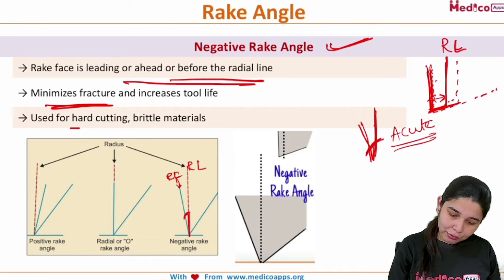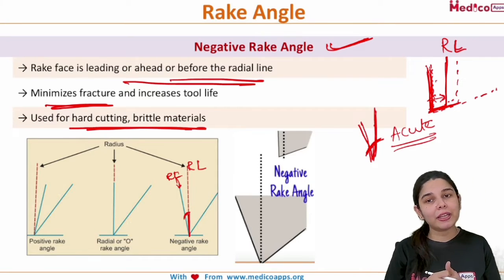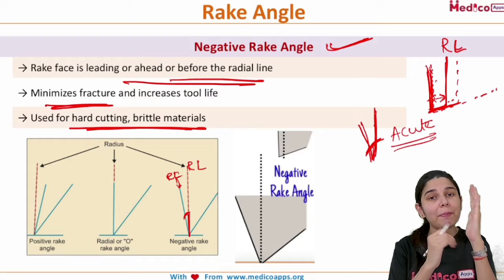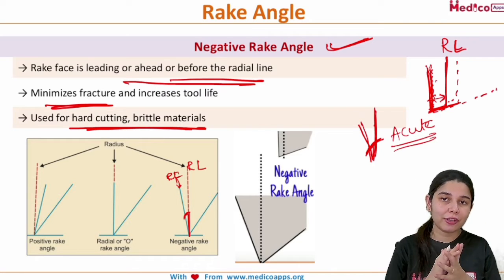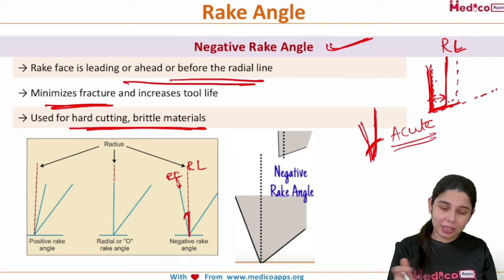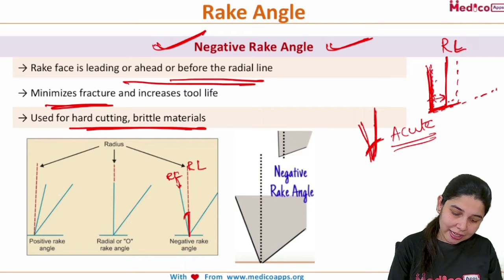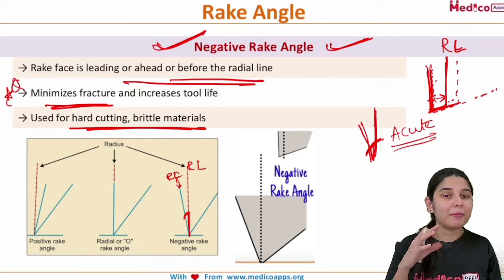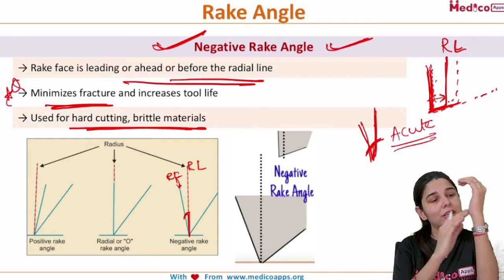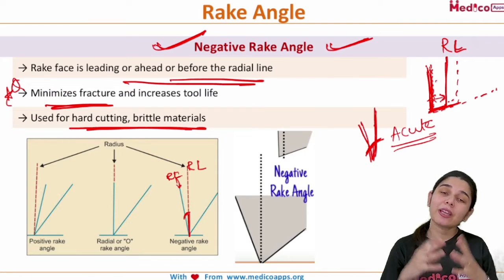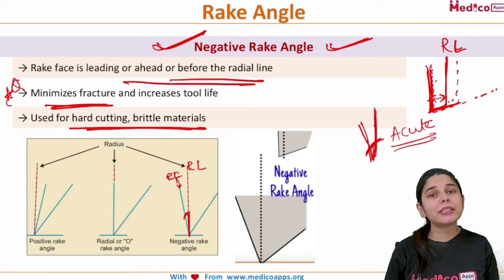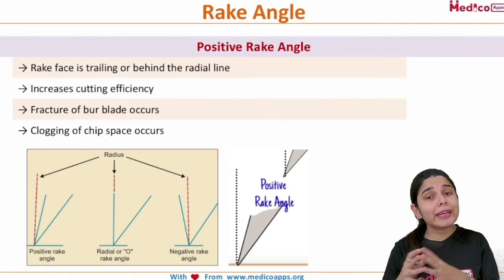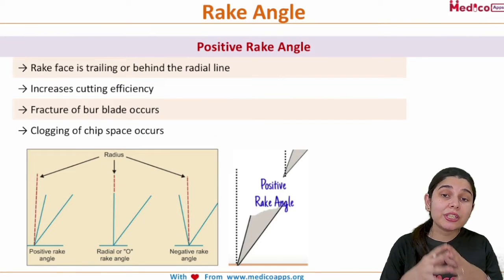Secondly, it is used for cutting hard and brittle materials because it is just scraping off that particular tooth surface or particular surface. So this is the negative rake angle, and this is the advantage that it minimizes the risk of fracture because it is just scraping off. With this, now I am going to move to quickly understand the positive rake angle.